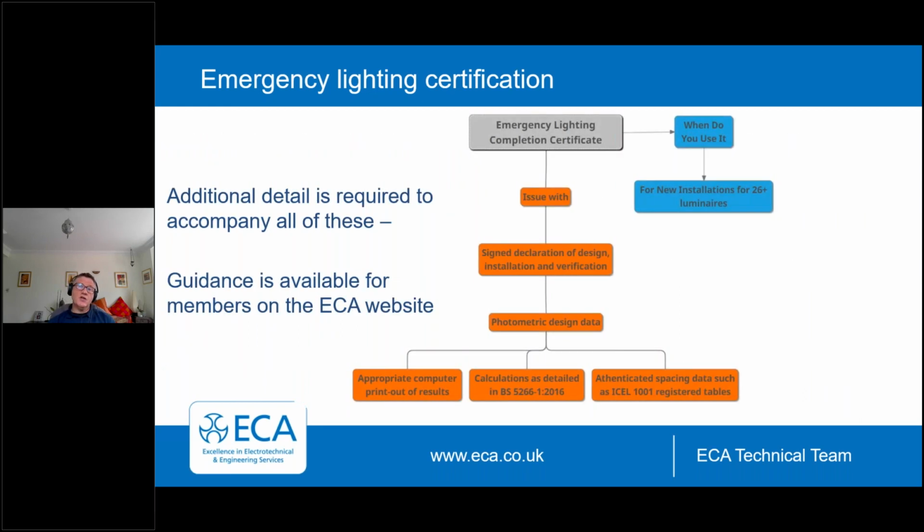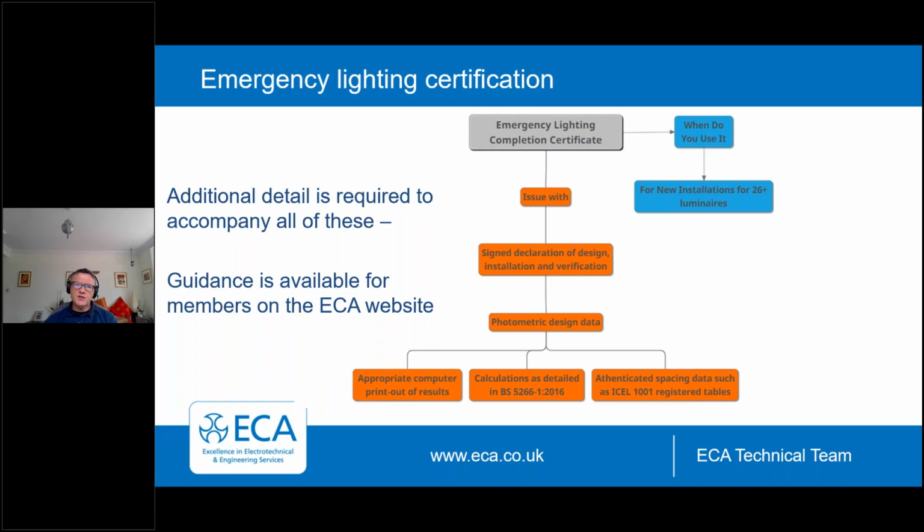Now, sadly, as you can imagine, when we are completing a completion certificate, the recommendation is that we don't just hand over the certificate or the completion documentation, but with that documentation, with the handover package, comes a whole host of other documents that we are required to provide. And I just want to highlight that now. Again, this is in the document that I've just referred to on the ECA website.